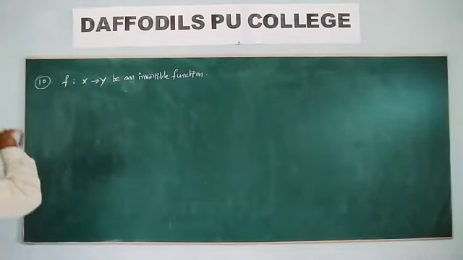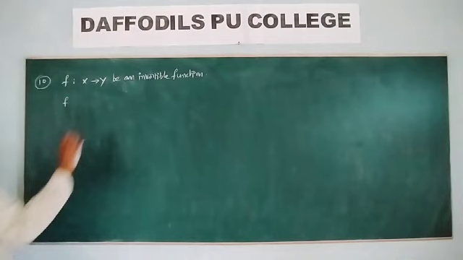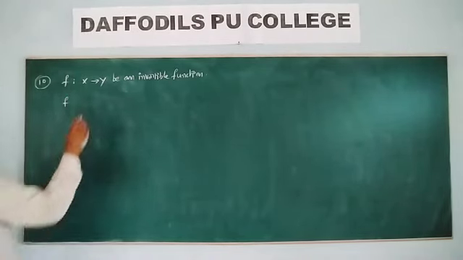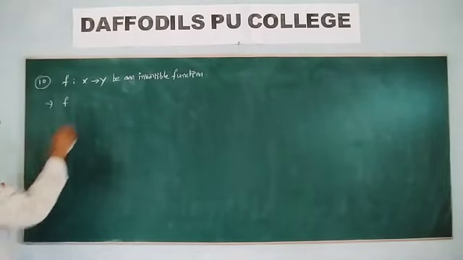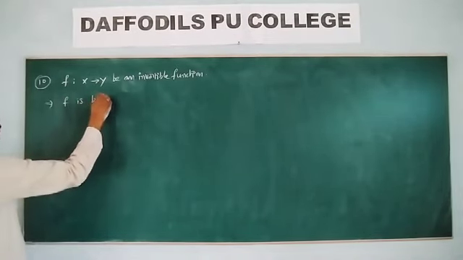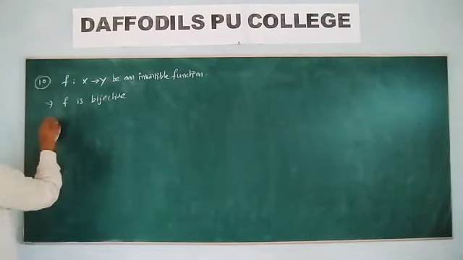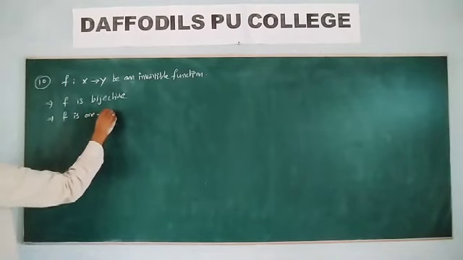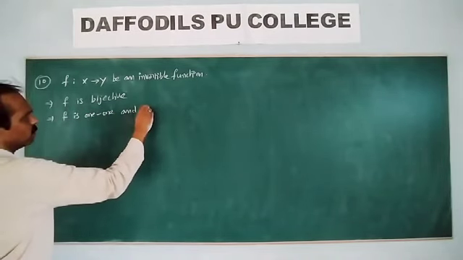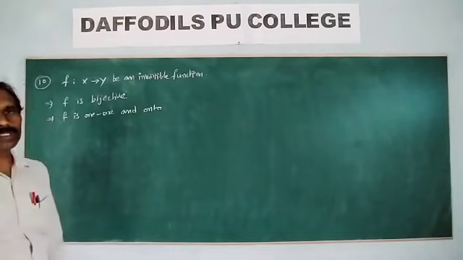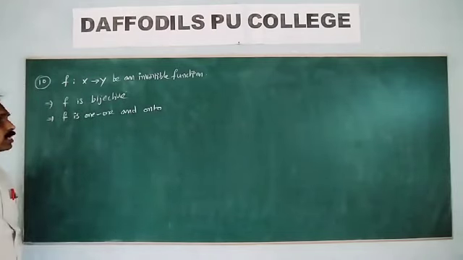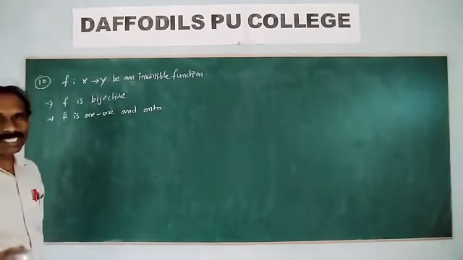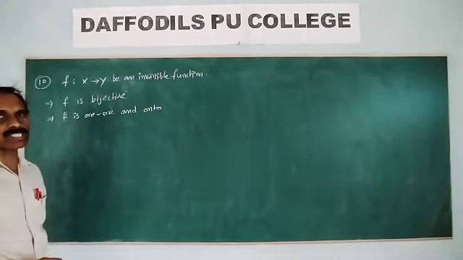Invertible function means what? Inverse exists. When the inverse exists, first of all, that implies f is a bijective function. Bijective means what? F is one-one and onto both. Clear? By the definition of invertible function, f inverse exists, meaning f has some inverse.